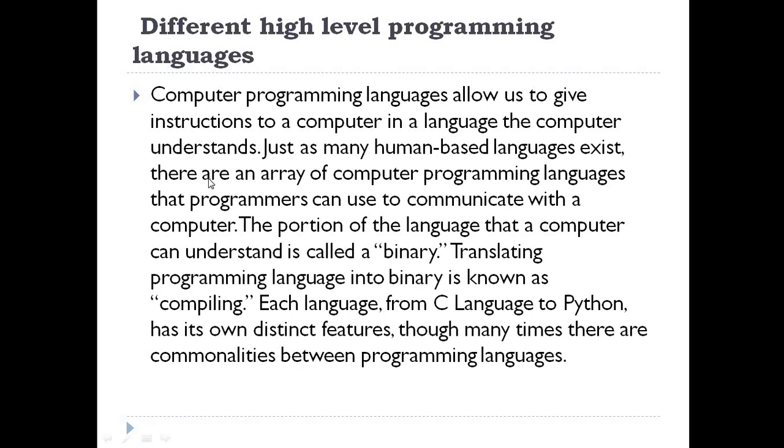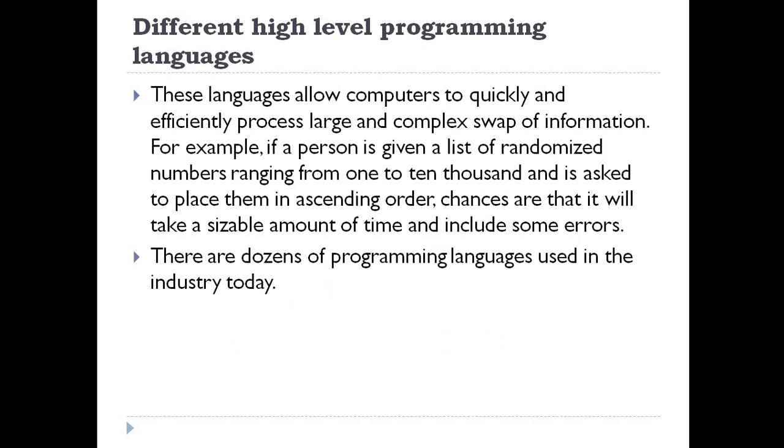because a computer is a machine and it only understands machine language, which is called binary language. So the process of converting a programming language to binary is known as compilation. Each language, from C to Python, AngularJS, PHP, has its own distinct features, though many times there are commonalities between programming languages. Every language has its own unique features, syntax, predefined rules, and vocabulary, but some commonalities are also available in these programming languages.